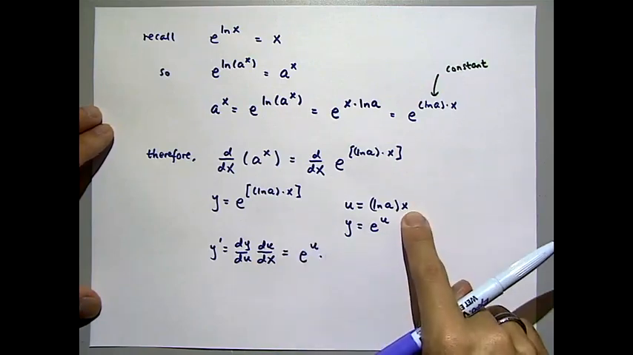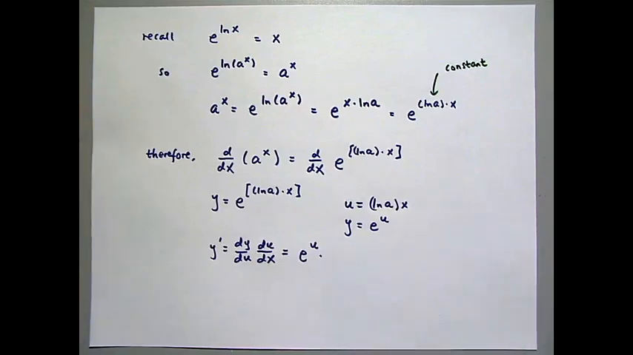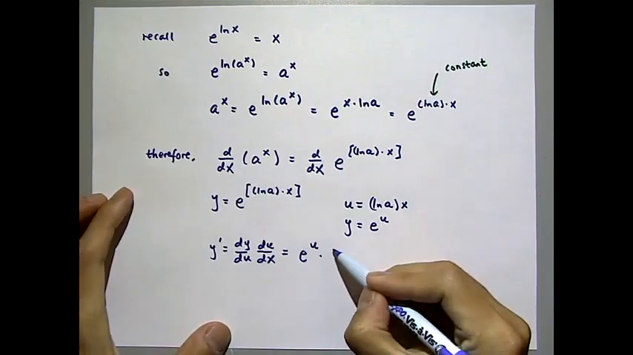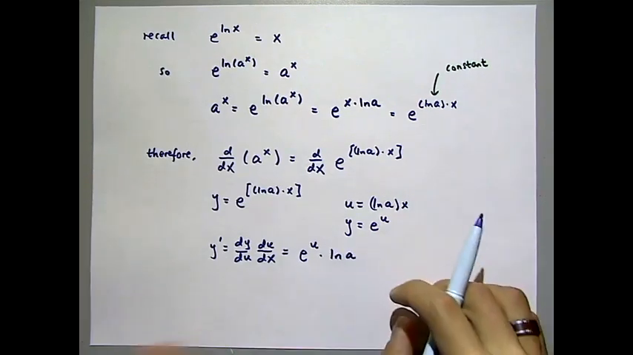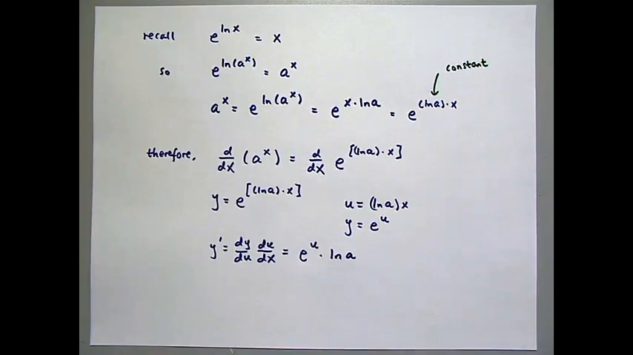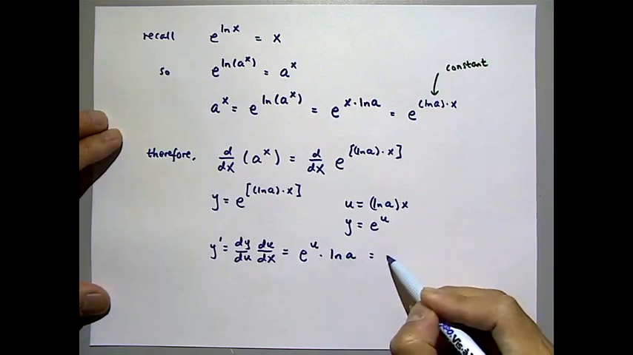times, what's the derivative of u now? What's du/dx in this situation here? Remember, ln of a is a number. What's the derivative of 2x? What's the derivative of 3x? So what's the derivative of ln of a times x? Yeah, ln of a. It's a number that's no different than the number 2, the number 3. So this is going to be equal to e to the u.